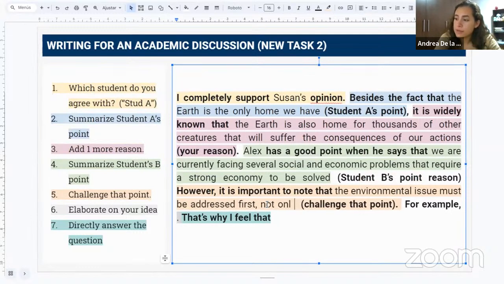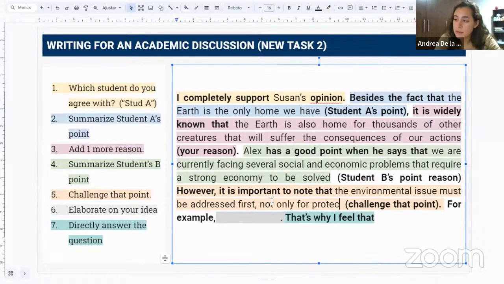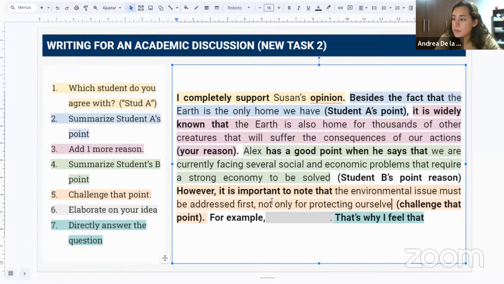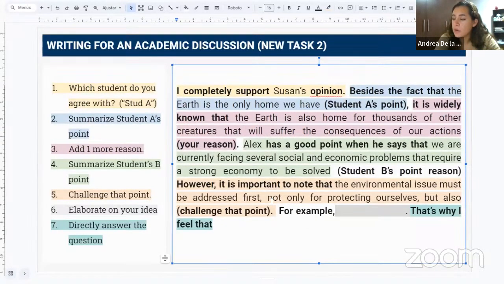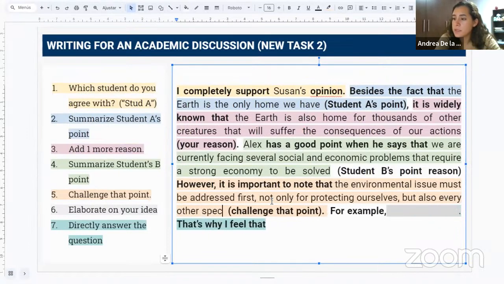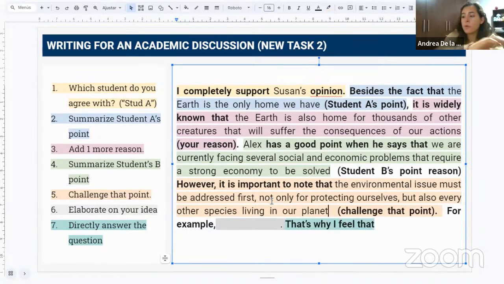Maybe not only for us, not only for protecting ourselves, but also every other species living in our planet. ¿No? Volvemos a nuestra idea. Not only for protecting ourselves, but also every other species living in our planet. Y ya está, ¿no? Hemos contrastado ese punto y hemos vuelto a nuestra idea principal.